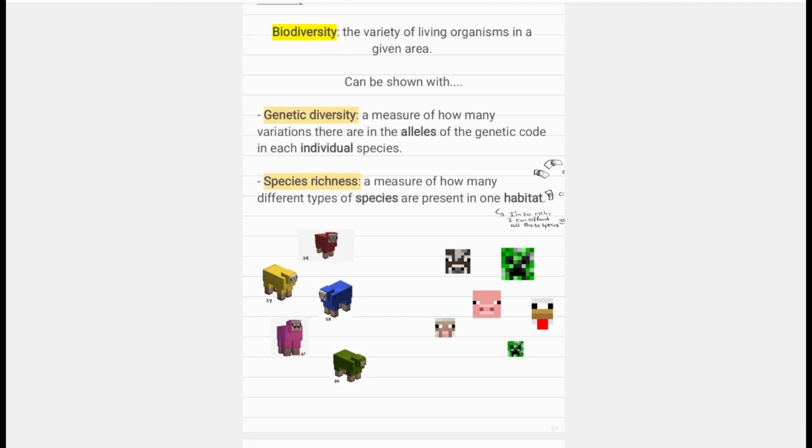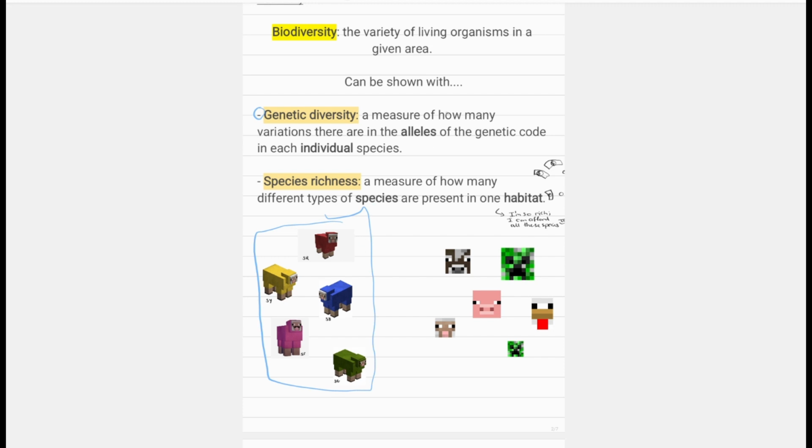Biodiversity is the variety of living organisms in a given area, and the examiners of Edexcel want you to show that you know what biodiversity is using two key terms. The first key term is genetic diversity. This is a measure of how different a species is from other members of the same species.